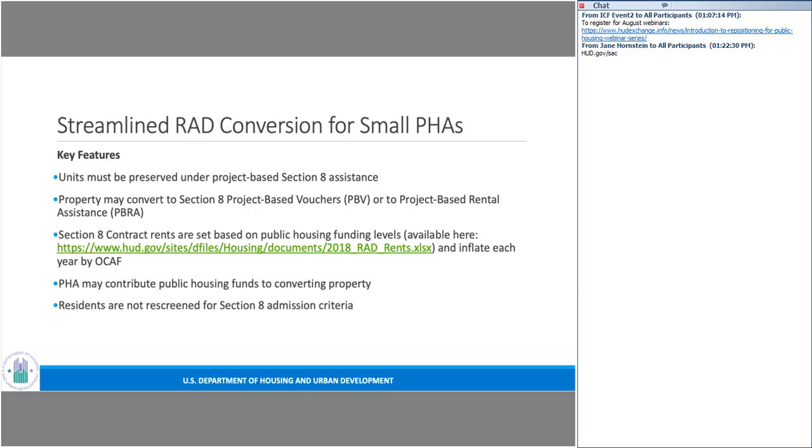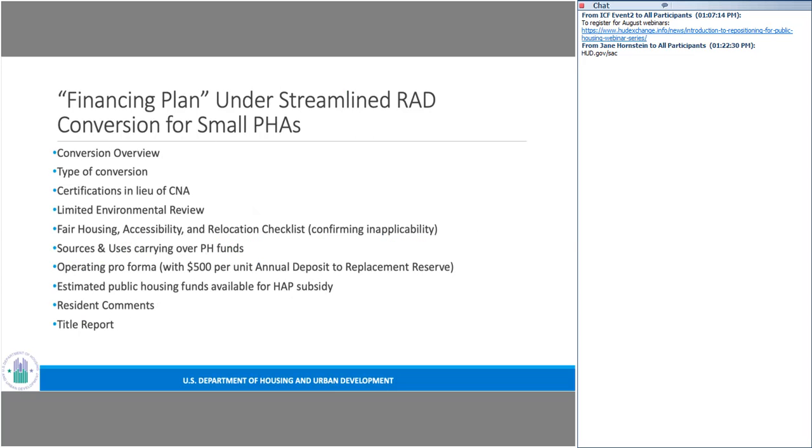Finally, residents are not rescreened for Section 8 admission criteria. Usually, if a property is leaving public housing and residents are exiting public housing but entering into the Section 8 program, they're subject to the normal Section 8 screening criteria. But under RAD, no residents can be rescreened. Regardless of their income or family status, they are automatically admitted into the Section 8 program. So again, another consideration if you have properties with large numbers of over-income households or other characteristics.